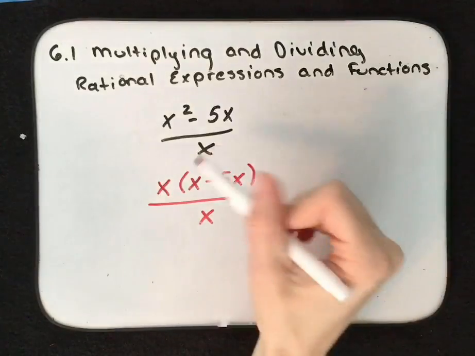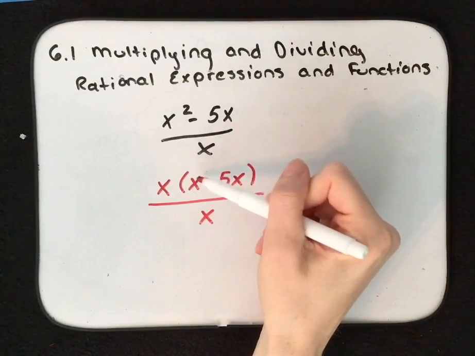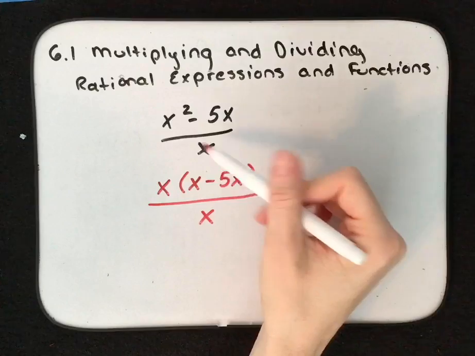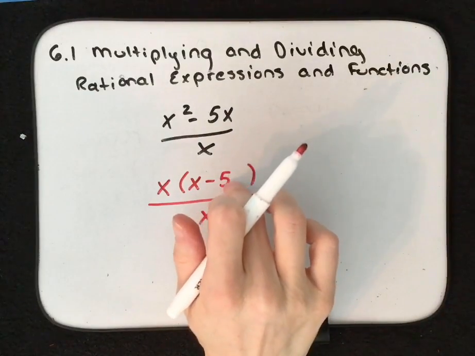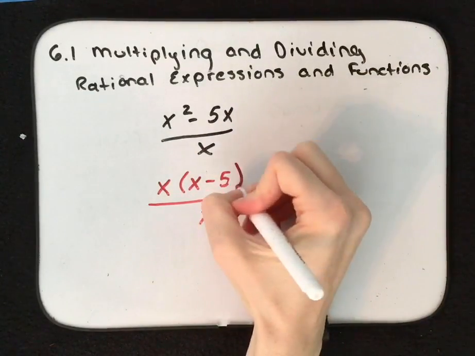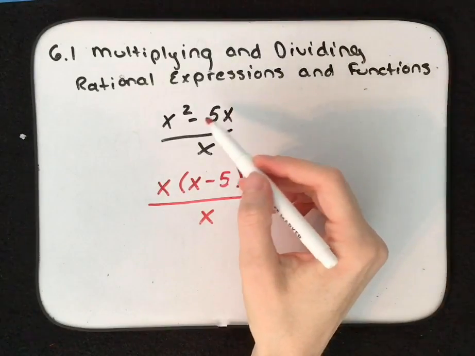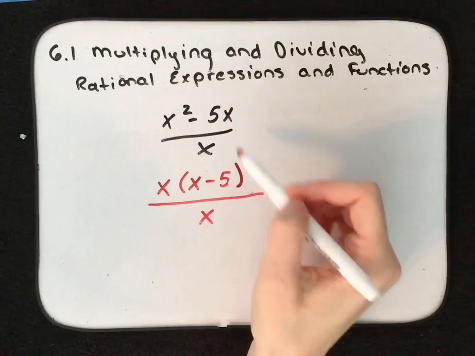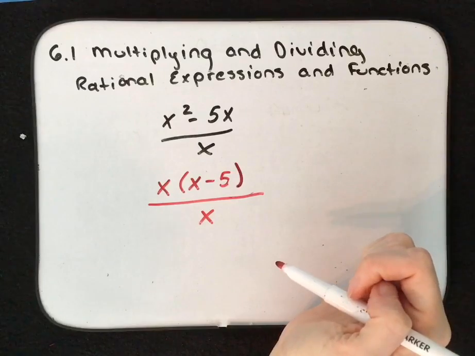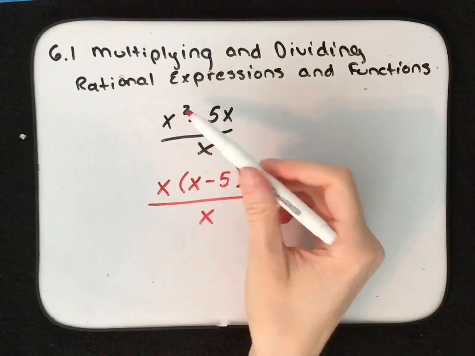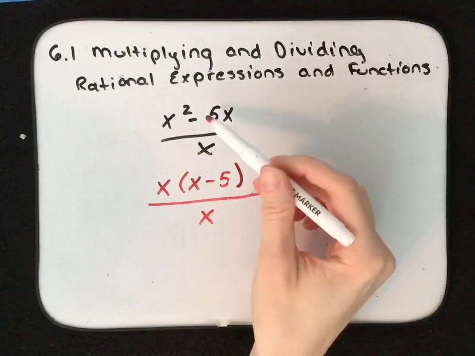You can always check this by distributing it back. X times x is x squared. X times negative 5x is negative 5x. Whoops. Good thing we checked it. When I factor out that x, when I pull out that x, it should just be x minus 5. Let's check it again. X times x is x squared. X times negative 5 is negative 5x.